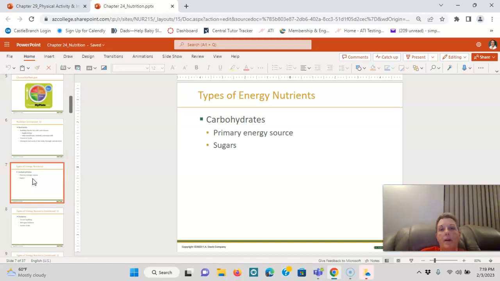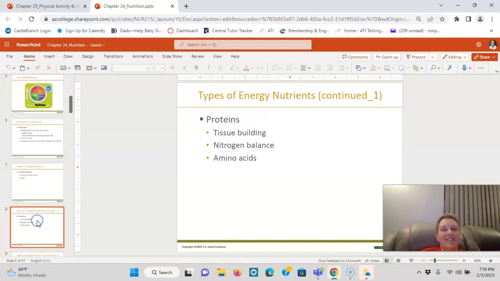Carbohydrates are our primary energy source, and they come from sugars. So you do need carbohydrates, but is that the only thing you need? No, right? There's a max daily that you should be eating with carbs. Proteins build tissues, provide nitrogen balance, and also provide amino acids. So there are essential amino acids that you get from foods, and then there are some that you need to just take a vitamin for because they're non-essential amino acids.